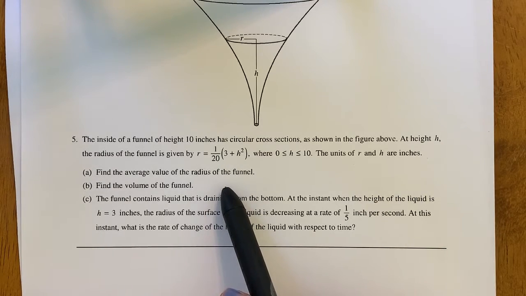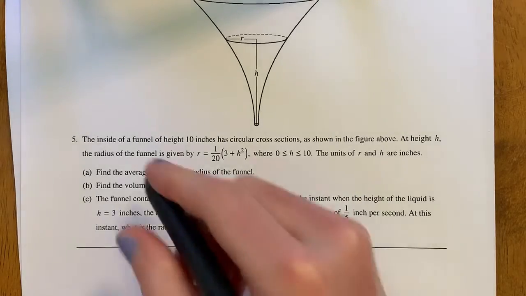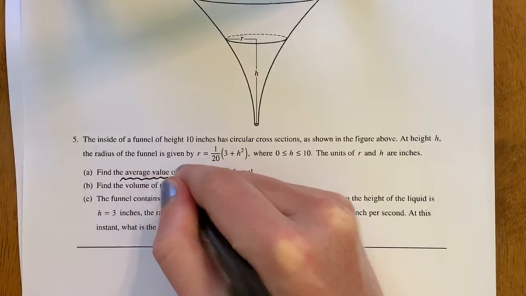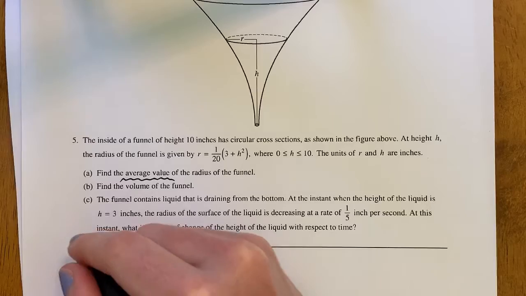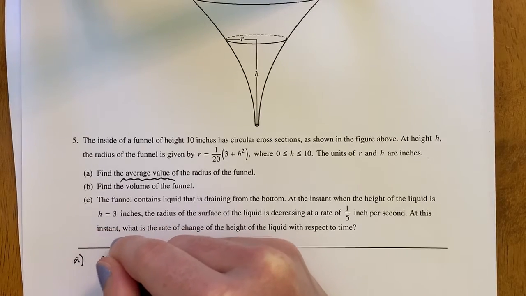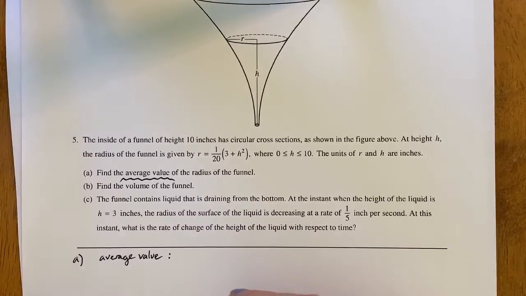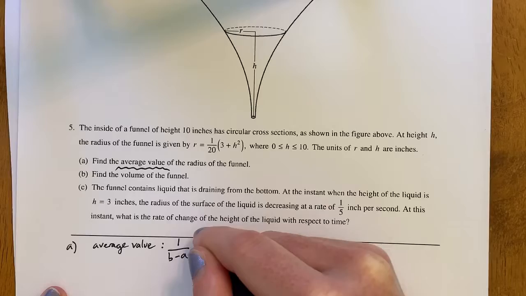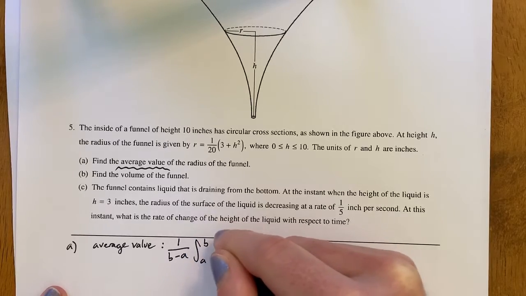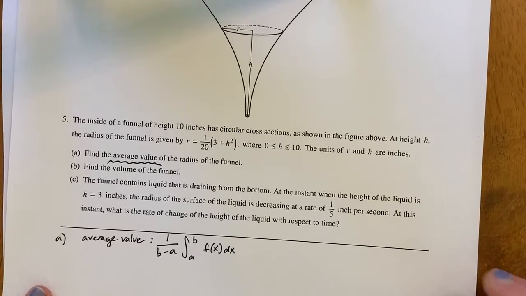Part A wants us to find the average value of the radius. Now, average value, when you see this, there's a formula for average value that can make this a very easy problem. So average value of a function, you do 1 over b minus a times the integral from a to b of your function. I'm just putting f because that's the generic formula.